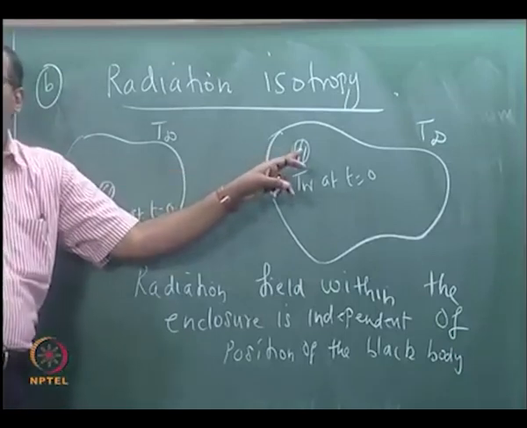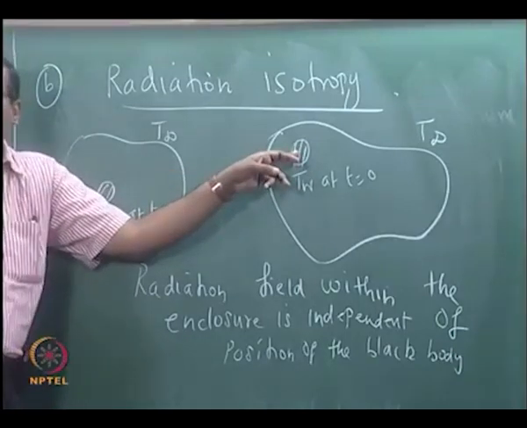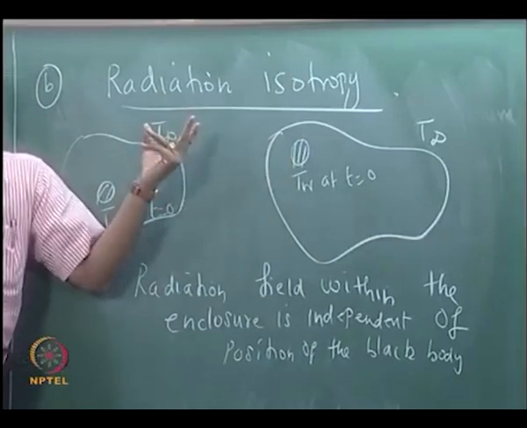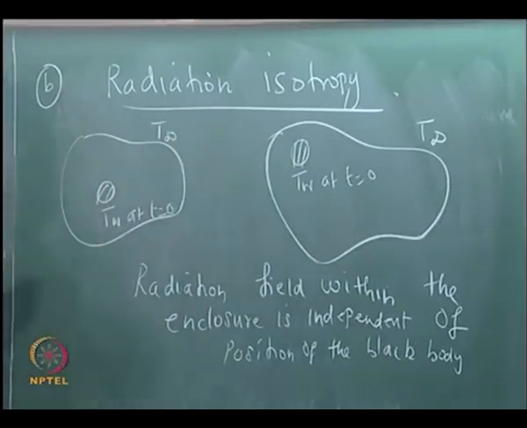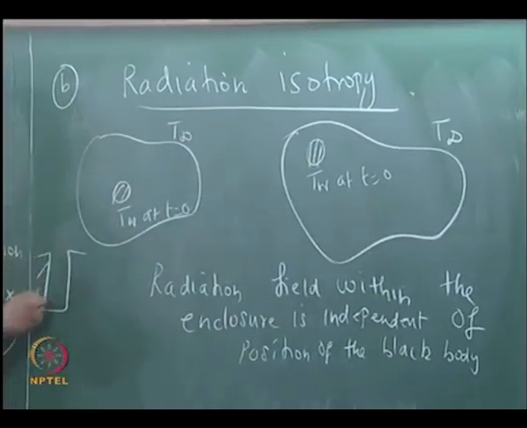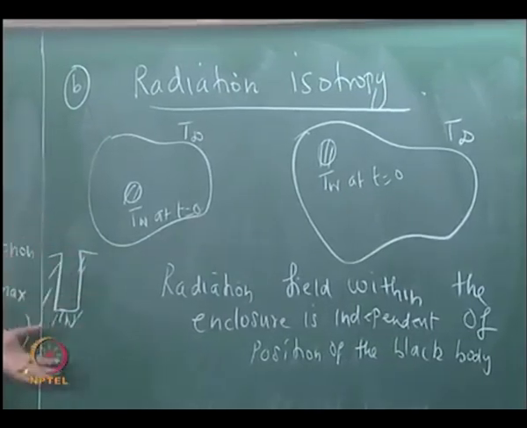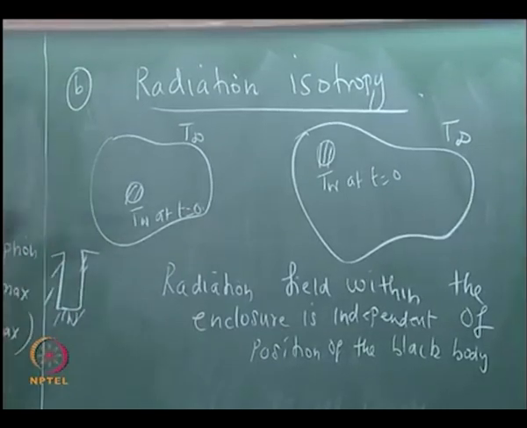This black body is inconsequential. This black body is only a tool, only a prop for me to prove this. Even without a black body I can have a cavity like this which is at TW, which will be generating radiation because it is at a temperature greater than 0 Kelvin, consequent upon the previous law it will continue to emit radiation.